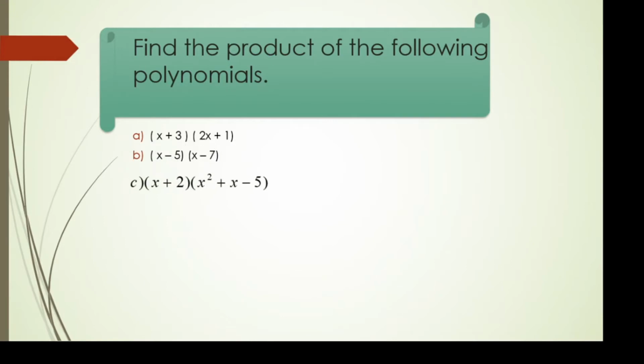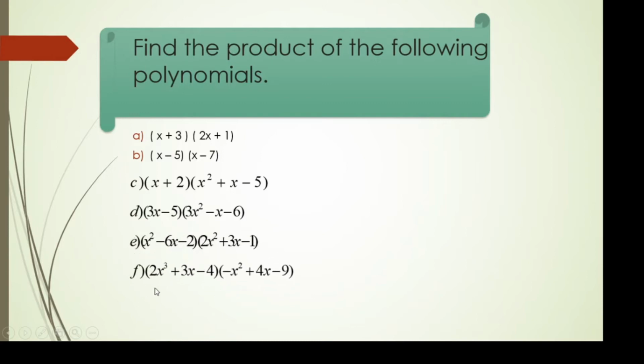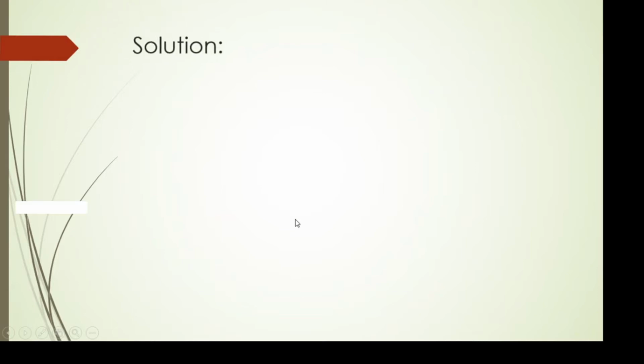Letter C, the quantity of x plus 2 times the quantity of x squared plus x minus 5. Letter D, the quantity of 3x minus 5 times the quantity of 3x squared minus x minus 6. Letter E, the quantity of x squared minus 6x minus 2 times the quantity of 2x squared plus 3x minus 1. And letter F, the quantity of 2x cubed plus 3x minus 4 times the quantity of negative x squared plus 4x minus 9. Okay, we have now our solution.